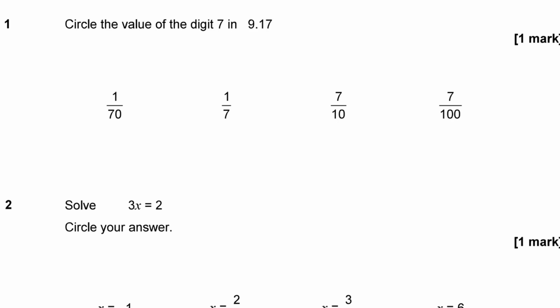This one is June 2018 paper 3, and this is the foundation tier paper. So, question 1. Circle the value of the digit 7 in 9.17. Okay, so this digit in here is in the hundredths column, isn't it? You've got units, tenths, and then hundredths. So, it literally means 7 hundredths. It's that one there on the end.